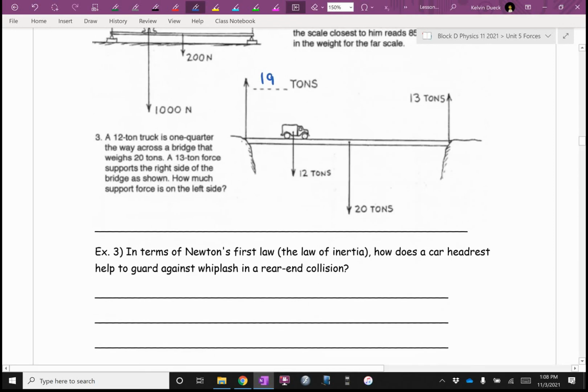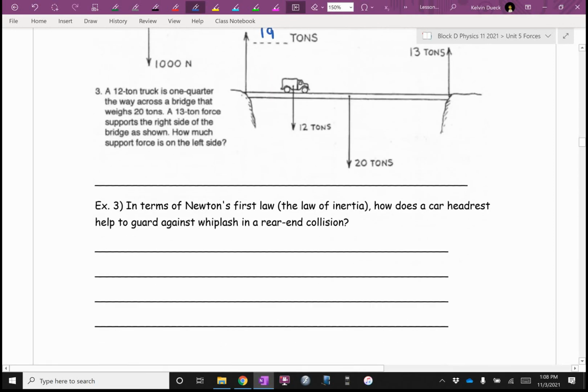Example 3: in terms of Newton's first law, the law of inertia, how does a car headrest help to guard against whiplash in a rear-end collision? And your hint is, remember the subway sleeper.